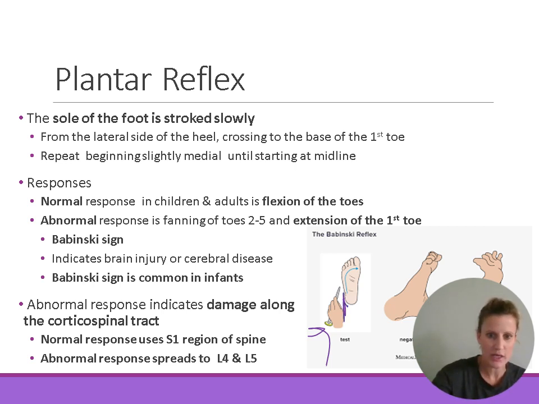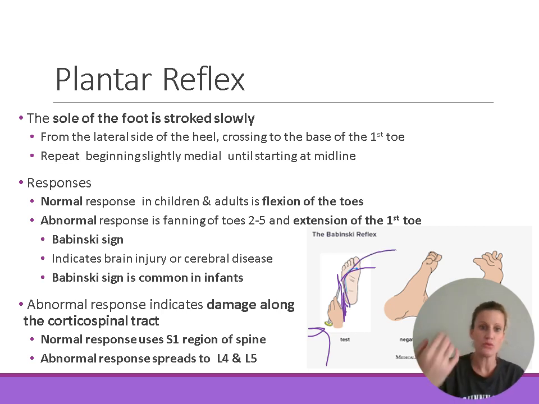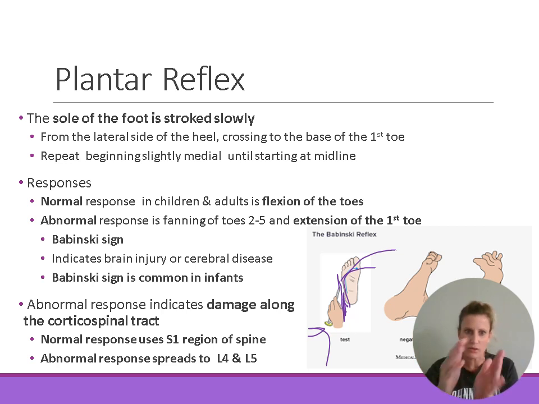So you start out here, you make your way up the lateral side of the foot to the base of your toes, and then you cross over to the first toe. So start at the heel and make your way up and across. And then you repeat, beginning a little bit medial, a little bit medial, right? So come up and across until you get to the midline. You do this using some sort of blunt instrument like a tongue depressor, like a popsicle stick tongue depressor you can use to run up the foot.